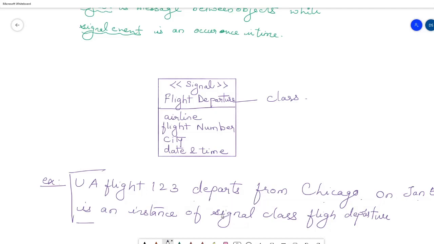Now we have two more events, that is change event and time event, that I'll tell you in the next class. I'll share these slides with you. If you have any doubt, you can ask me tomorrow.